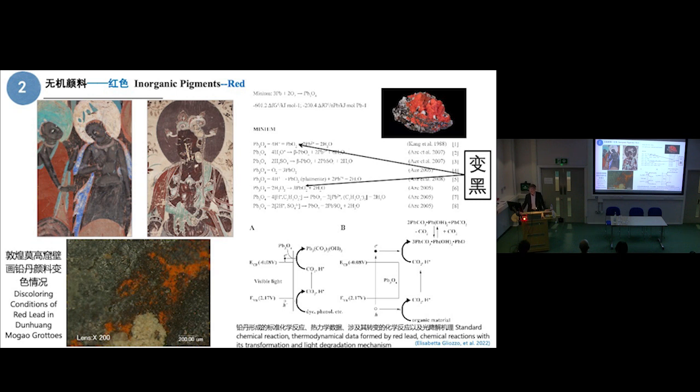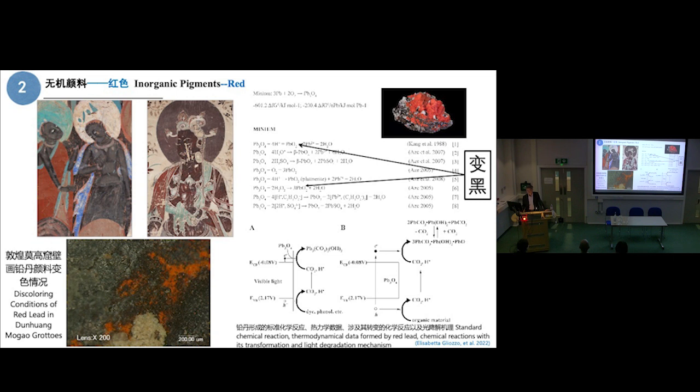So another is red lead. Red lead was used very popularly in the early wall paintings in Mogao Grottoes. You can see from this picture the bodies and the face and the color changing into brown and black. The original color is red, just like this. Through the microscope, we find a large part has changed to black, and some of them also remain red.